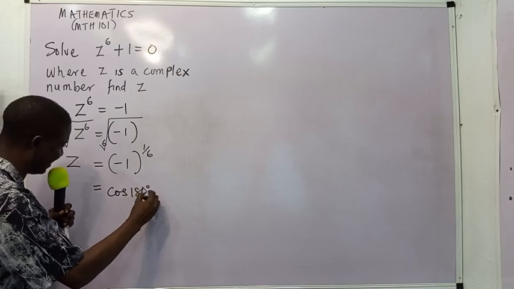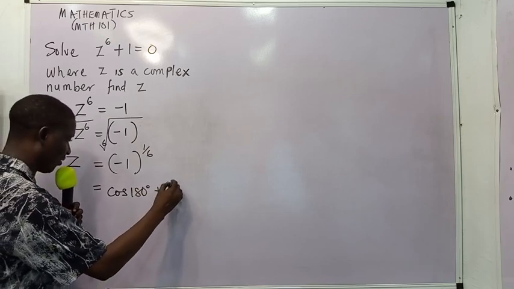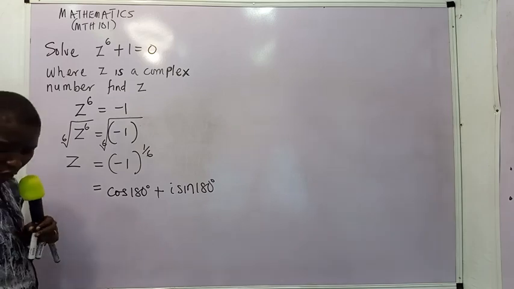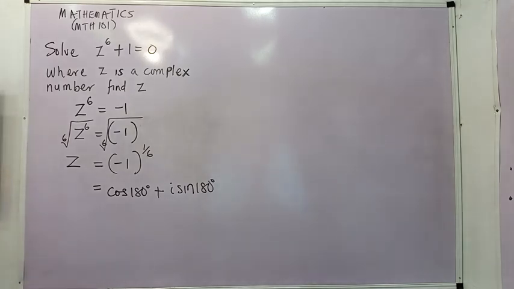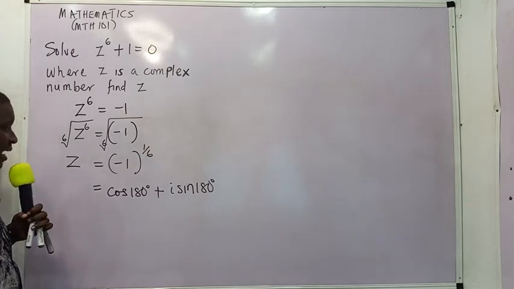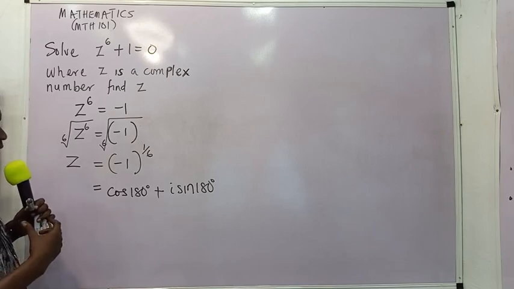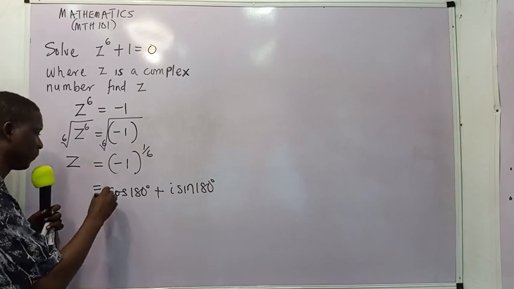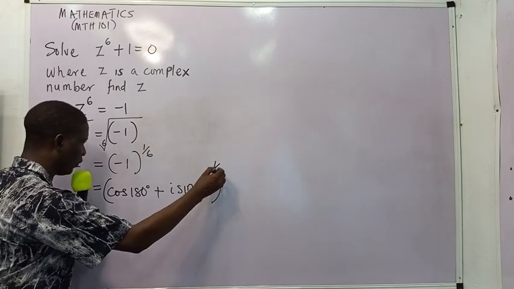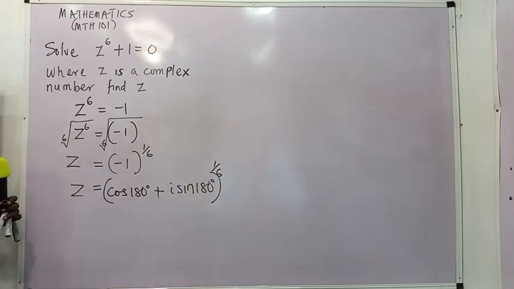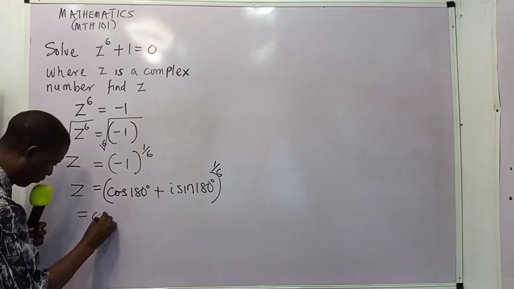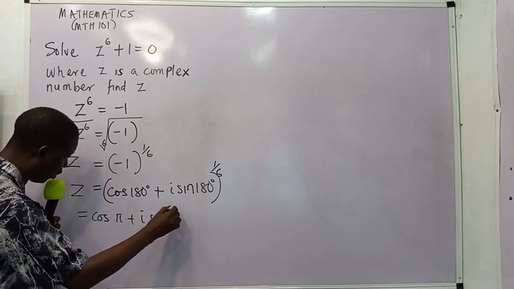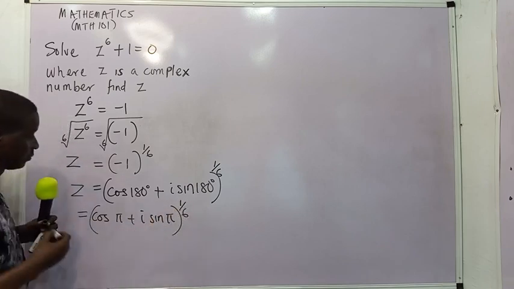Now, please don't forget that minus 1 is the same thing as cos 180 degrees plus i sine 180 degrees. Let me educate you here. Cos 180 degrees is the same thing as minus 1, and sine 180 is equal to 0. So if you press your calculator, we are going to have minus 1, so it does not change anything there. Minus 1 all raised to the power 1 over 6 is equal to z. Now we can write it as cos pi plus i sine pi, all raised to the power 1 over 6.